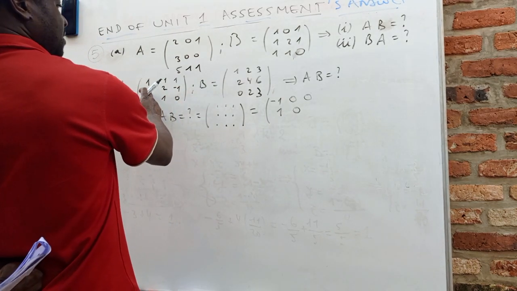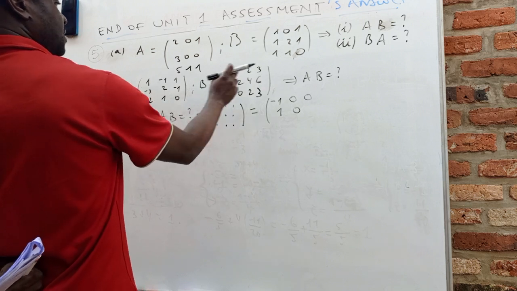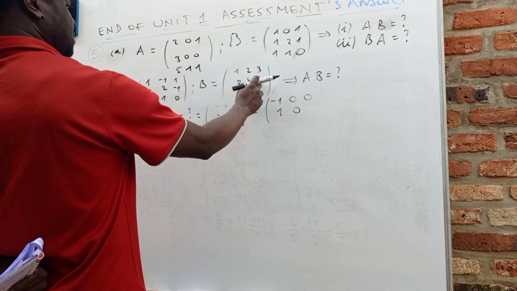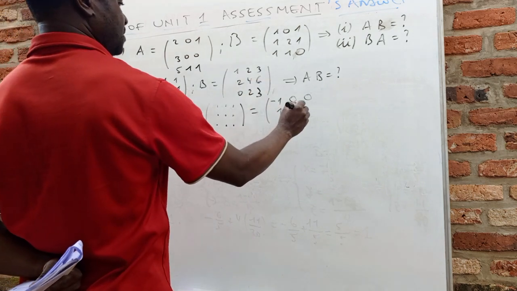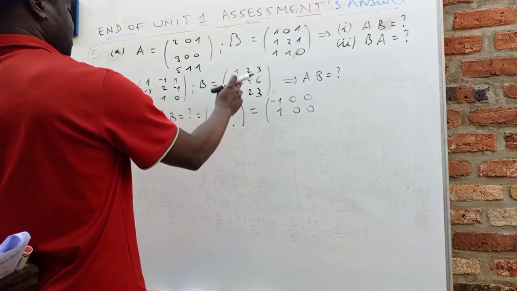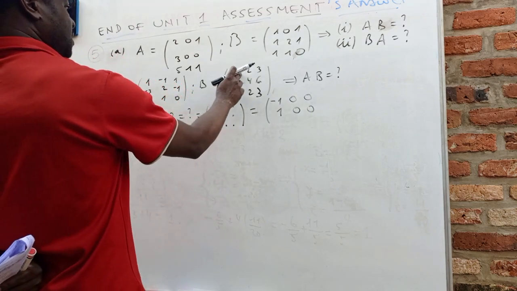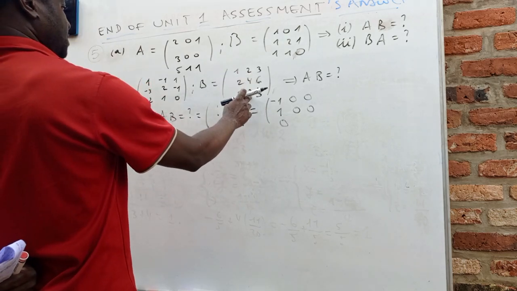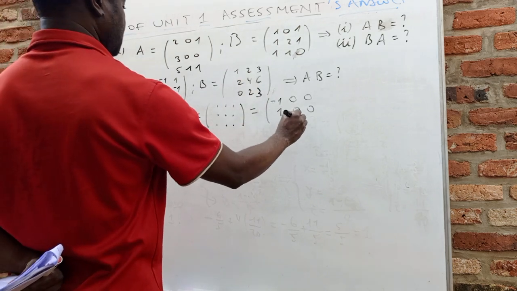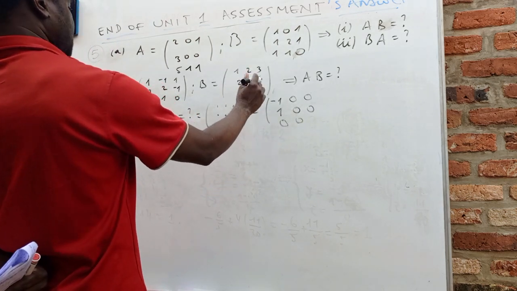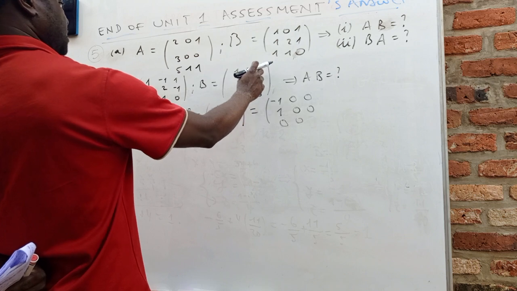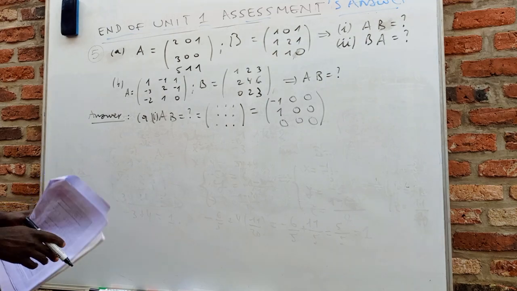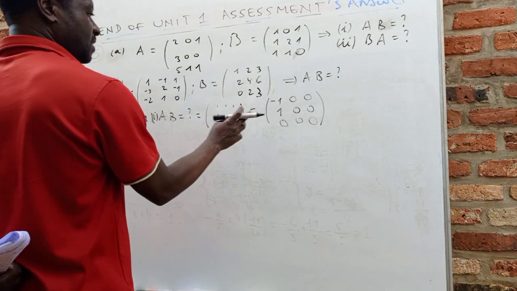Then next, the third element, negative 9 plus 12 is 3. 3 minus 3 is 0. Okay, this row, this element, negative 2 plus 2 is 0, and then this element is 0, 2, then this is 6 minus 6 is 0. So this is the product of matrix A and B.